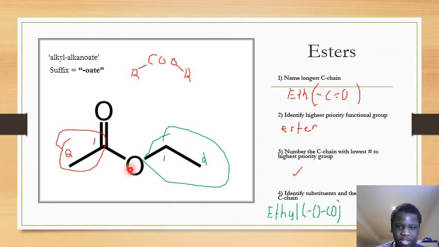So for this example here, the parent will be named eth, as seen over here, 2 carbons long. And to note, the double-bonded carbon and oxygen is on the first carbon. And then we also have the substituent group here, also 2 long, for ethyl. We get a final answer of ethyl ethanoate.